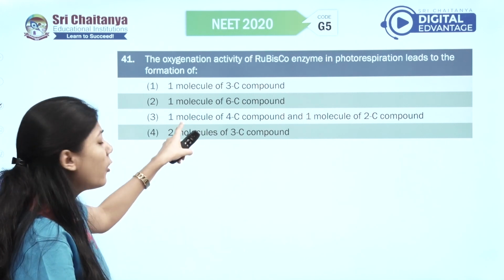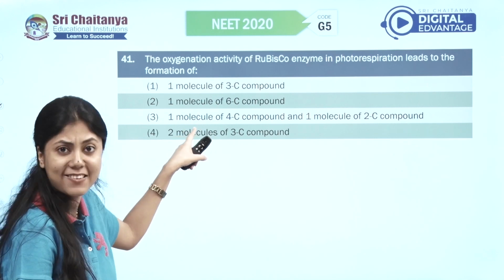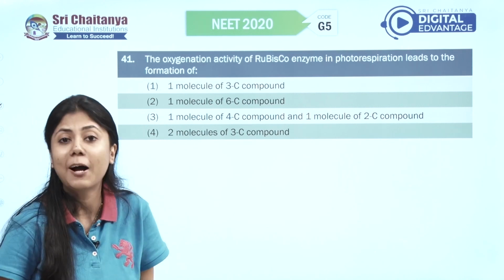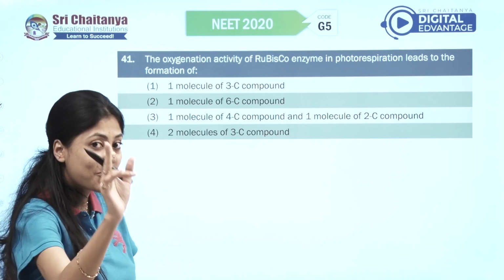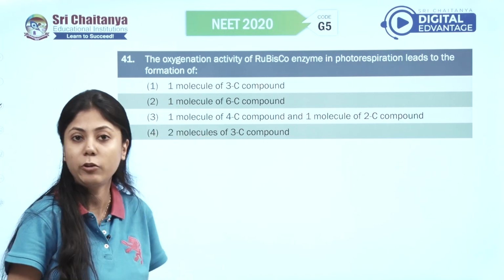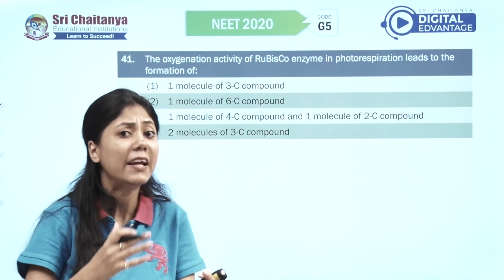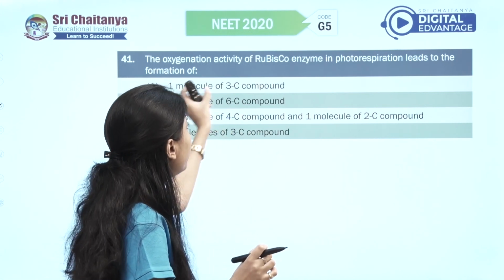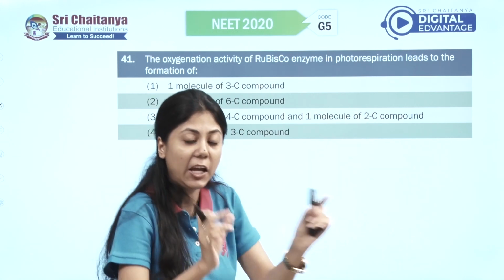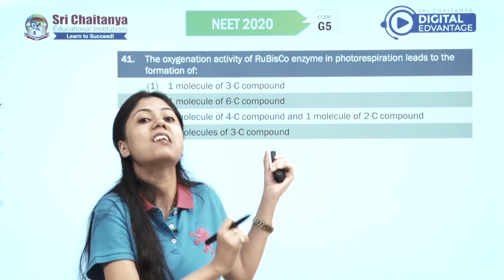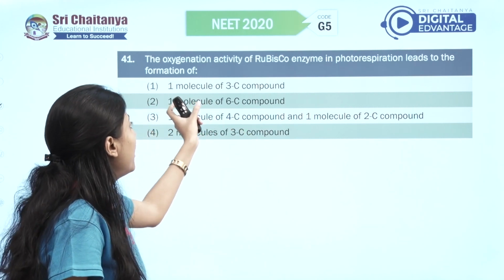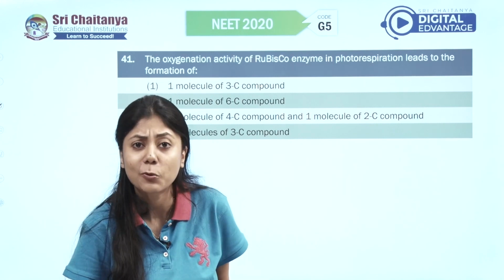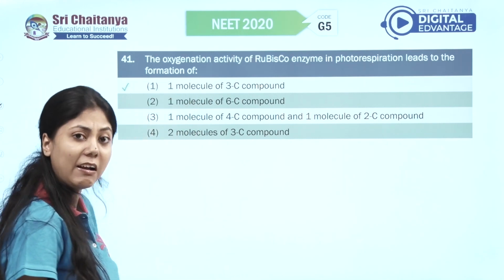No. So do not fall into this trap. Do not tick this as the correct option, because nowhere is there the production of a 4-carbon compound during photorespiration. So students, the answer will be one molecule of a 3-carbon compound. You might think, why is the 2-carbon compound missing? But let me tell you, they did not mention one molecule of a 3-carbon compound only. If the statement said only, then this answer would have been wrong. But they have simply mentioned that there is the production of one molecule of a 3-carbon compound, and that's absolutely correct. So this is the correct option.